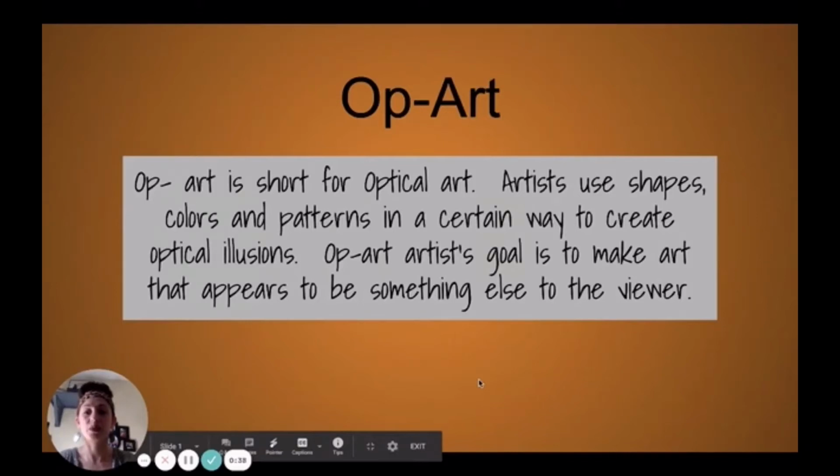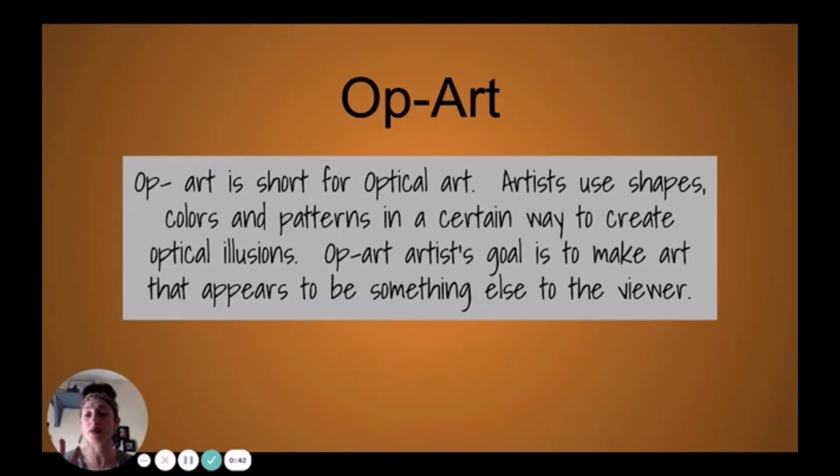Everyone. This week we're going to be talking about Op-Art. It's going to be another 2-week project. So please stop at the end of this video and wait until next week to start again, because we are going to be learning other things in order to be doing this project.